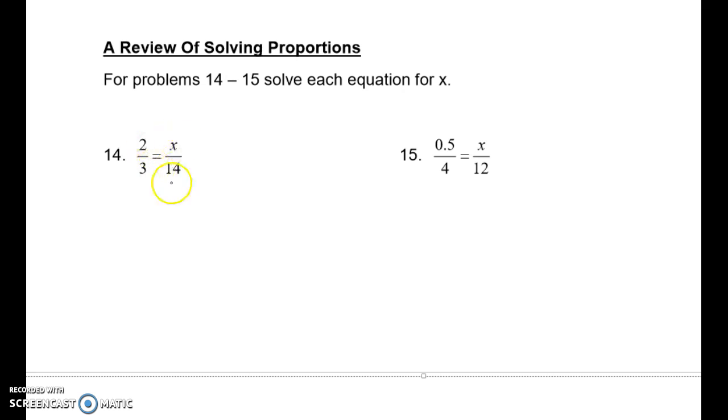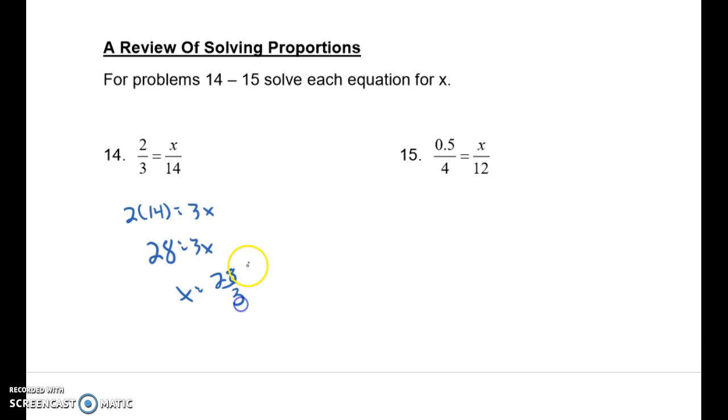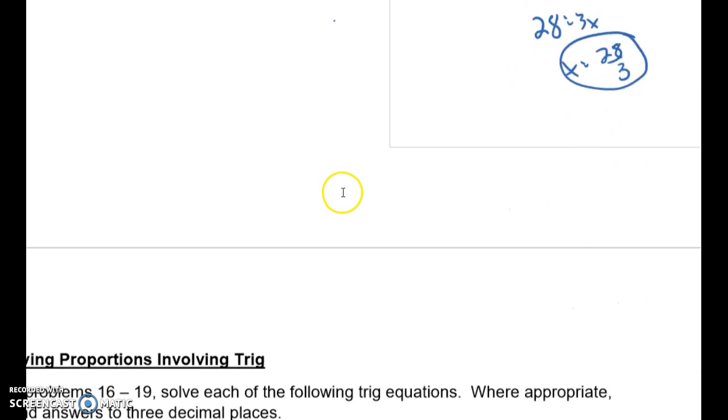So I'm going to take 2 times 14, and that's supposed to equal 3 times x. So 28 equals 3x. X is 28 divided by 3. We need that little review because you're going to see in the next part, proportions are a nice, easy way to set up some trig problems.